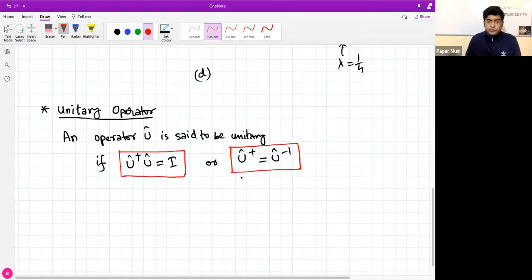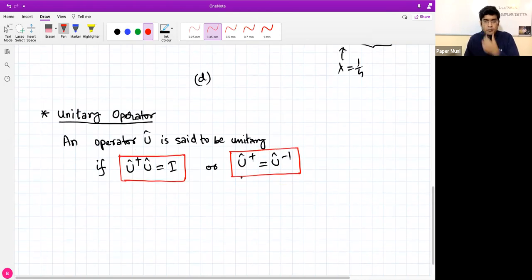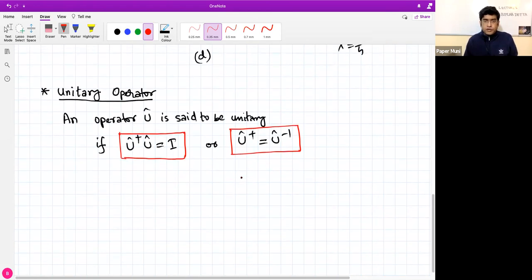Now there's a question on the unitary operator. Let me see if I have it with me right now. Is it available with me right now?